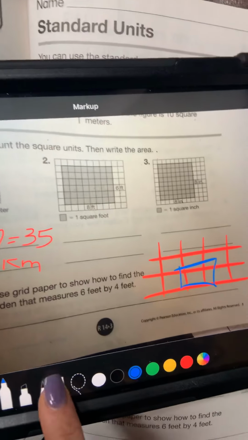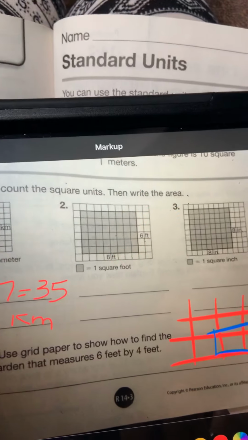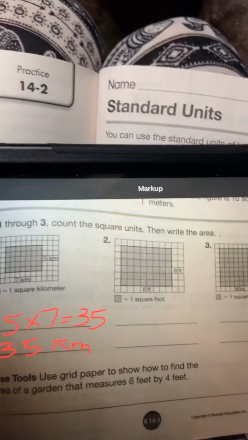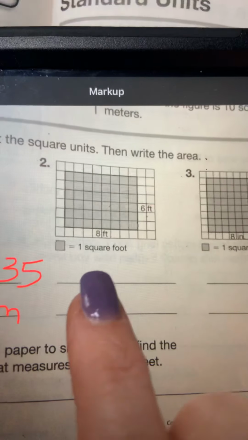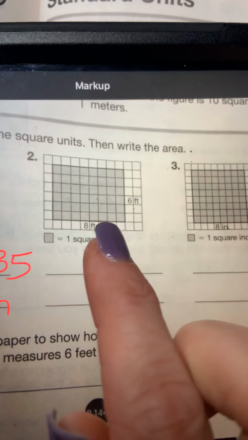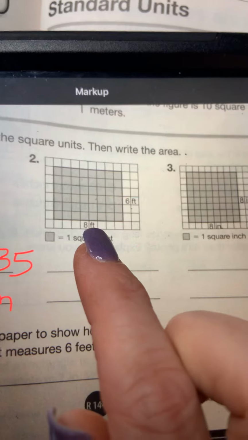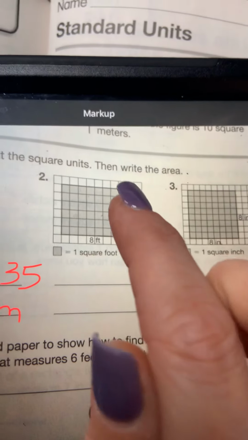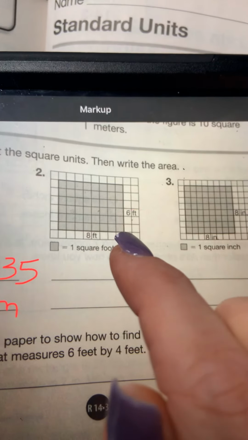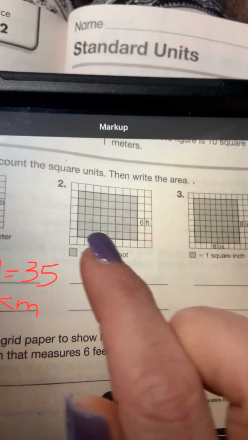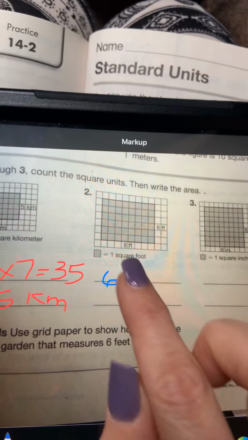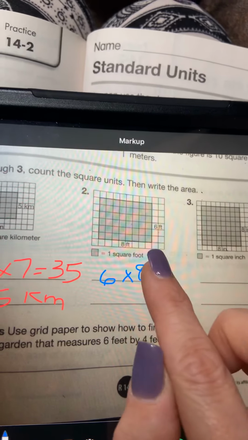All right, let me figure out how to erase this. Okay, there we go. Okay, should we change to blue? I think we should. Okay, so we're going to do 6, 8 times, okay? Because this has 6 squares, and it's not just one time, it's 1, 2, 3, 4, 5, 6, 7, 8 times. So 6 times 8.